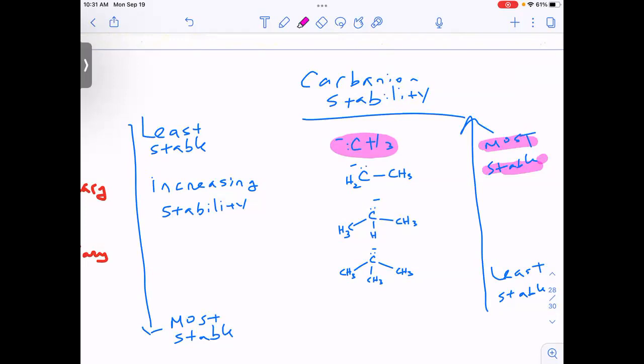Cations, because they are electron poor and deficient, need a lot of groups around them to help them be stable. Anions, on the other hand, are the opposite. Because they already have electrons and they are electron rich and they have a charge, they don't need a lot of groups around them. Actually, the more groups you bring around, the less stable the situation becomes, if that makes sense.